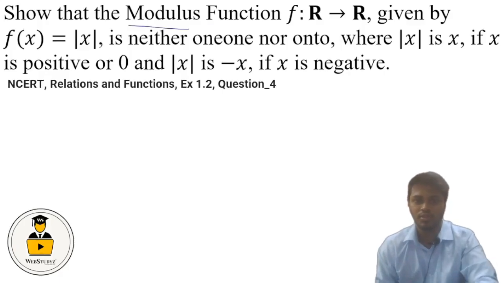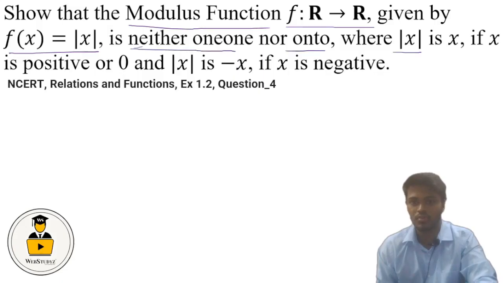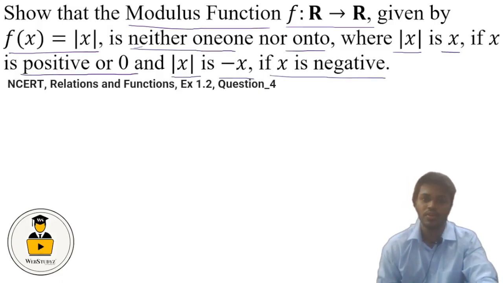Show that the modulus function from R to R given by f of x equals mod x is neither one-one nor onto, where mod x is x if x is positive or 0, and mod x is negative x if x is negative. So in this question we need to prove that the modulus function is neither one-one nor onto.